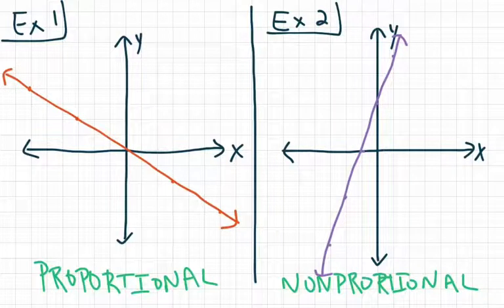Okay, and that's it. That's all we need to look for when we're looking at graphs, is we're trying to determine if the line passes through the origin or not. And again, if it passes through the origin, it's proportional. If it does not pass through the origin, it is non-proportional. Now let's take a look at a couple examples of equations.